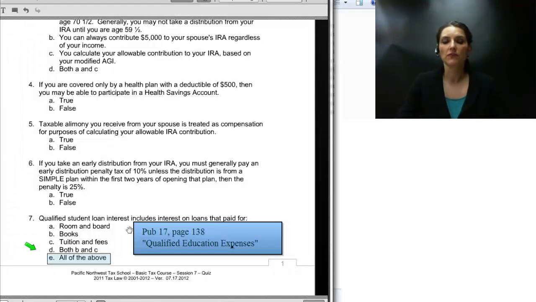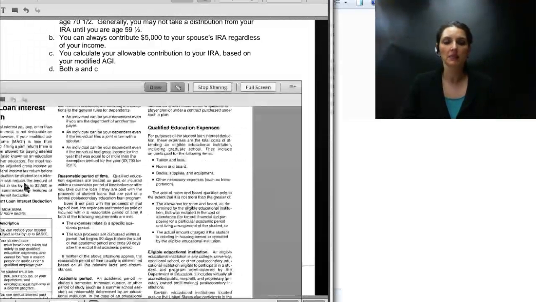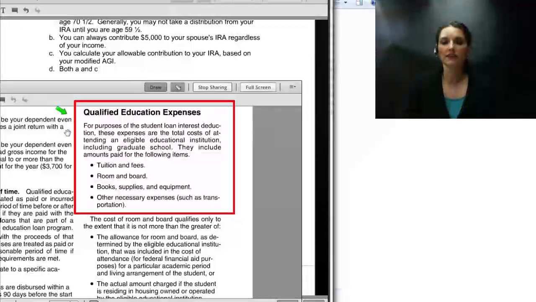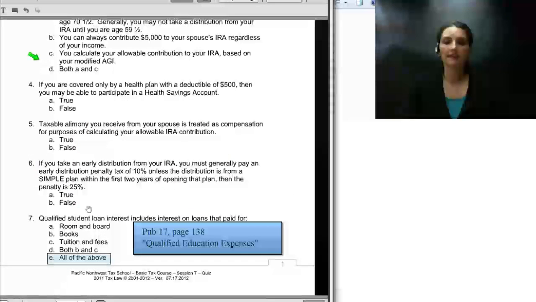For more information, you should refer to Publication 17, page 138, Qualified Education Expenses. And I've actually opened the publication up to that page for you. Let's zoom in on the information, which is right here. For purposes of the student loan interest deduction, these expenses are the total cost of attending an eligible educational institution, including graduate school. They include the costs paid for the following items: tuition and fees, room and board, books, supplies, and equipment, and other necessary expenses such as transportation. And it provides some more information about the type of expense that qualifies for room and board. But essentially, the answer is E, all of the above.